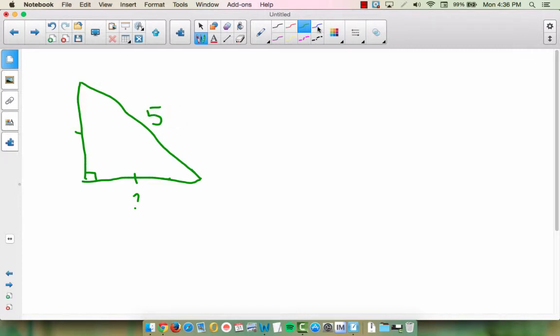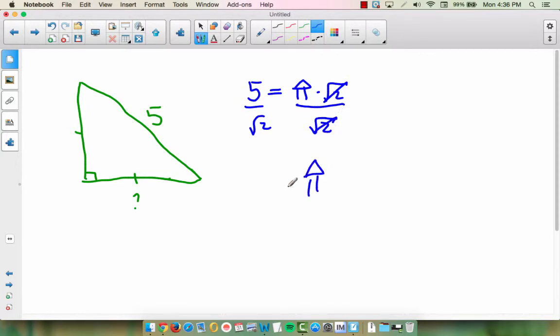So I'm going to start with that, and I'm going to say, I know the hypotenuse is 5. That means house times the square root of 2 is equal to 5. So now I can solve for house, where house would be the side of a right isosceles triangle. Divide both sides by the square root of 2, and you get your answer. The square roots of 2 cancel, and you get house is equal to 5 divided by the square root of 2.